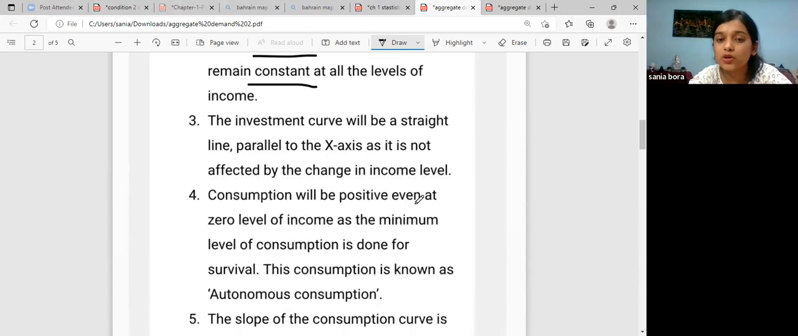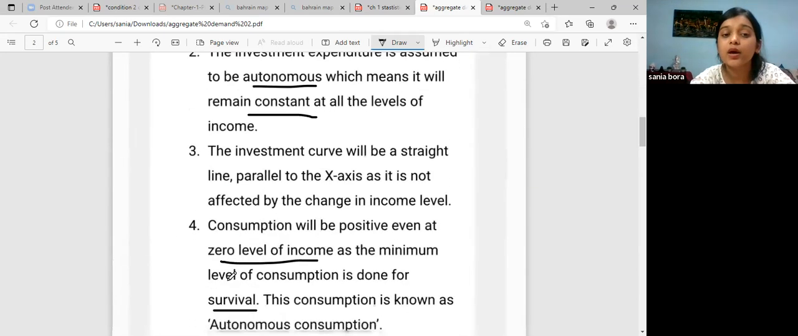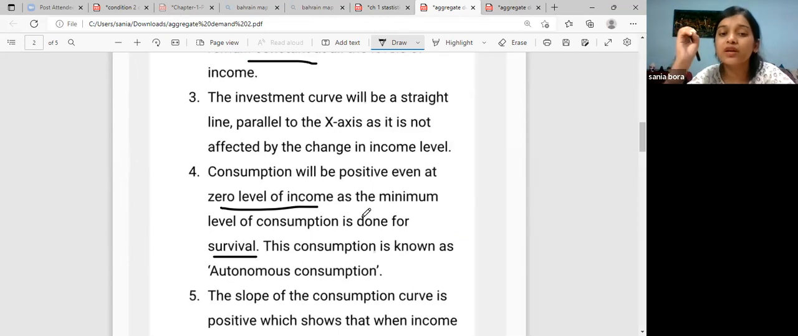Next, consumption will be positive even at zero level of income, as the minimum level of consumption is needed for survival. So even when your income is zero, your consumption will be positive. It is going to be something, 1, 2, 3, 4. Why? Because you need a minimum level of consumption for survival. If you want to survive, you need water, clothes, and food. So you will be demanding no matter whether you are earning or not. This consumption is known as autonomous consumption.